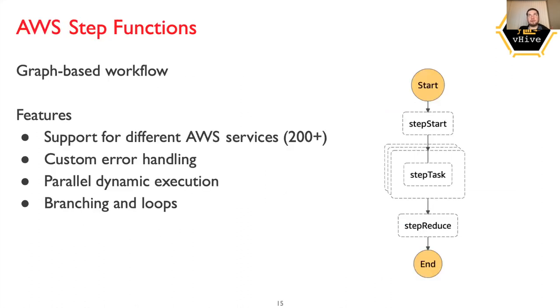So to take a closer look at AWS Step Functions: AWS Step Functions is basically an orchestrator implemented by AWS. It has graph-based workflows, and it acts basically as glue between different AWS services and has support for a lot of them. It has custom error handling, as I mentioned before. And one interesting thing it has is parallel dynamic execution, meaning that, let's say we have a workflow and step start can generate an arbitrary amount of tasks, let's say 20, and step task will process all these 20 tasks in parallel, and step reduce will wait for all of them to complete and will gather the result. Along with that, it will have logic for branchings and loops as well.